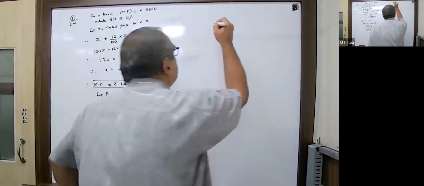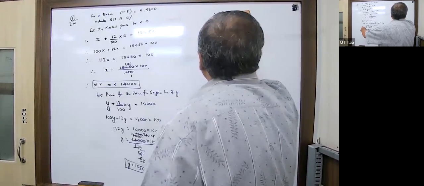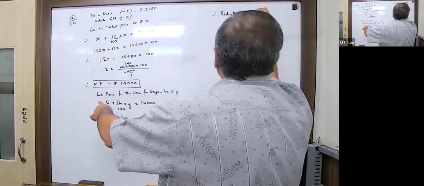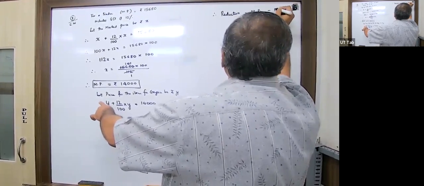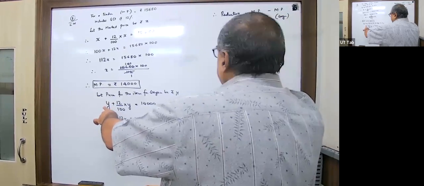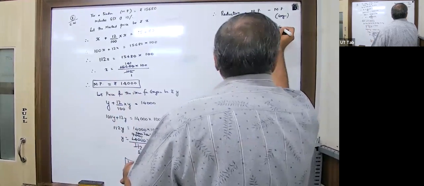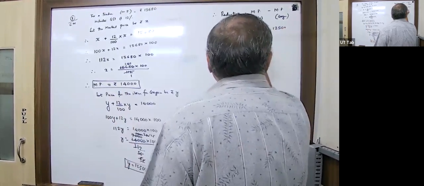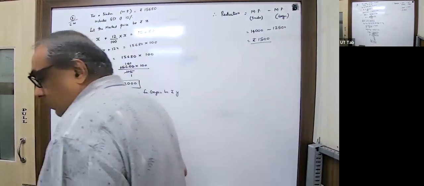Therefore, reduction will be ये शॉपकीपर का मार्क प्राइस, मतलब फॉर द ट्रेडर, माइनस मार्क प्राइस फॉर गगन. समझा? That is 14,000 minus 12,500. That means the reduction is rupees 1,500.